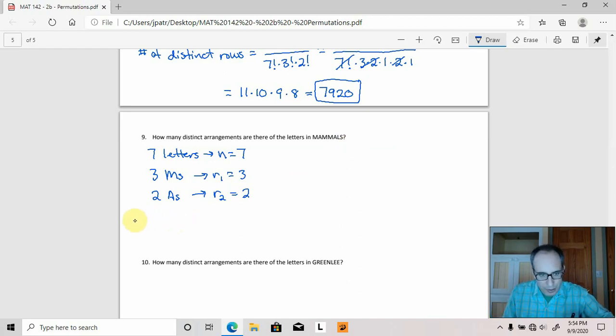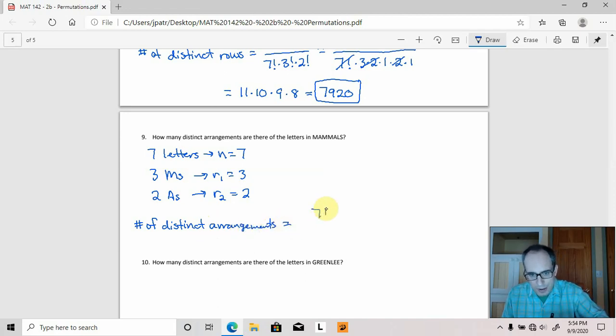So then the number of distinct arrangements, it's going to be 7 factorial for the N factorial on top, and then over 3 factorial times 2 factorial. All right. So then I'm going to try to get rid of this 3 factorial this time. So I'm going to write out the 7 factorial on the top where I'm going to stop at 3. So 7 times 6 times 5 times 4 times 3 factorial. And then I'll have the 3 factorial. And then I might as well expand the 2 factorial, 2 times 1.